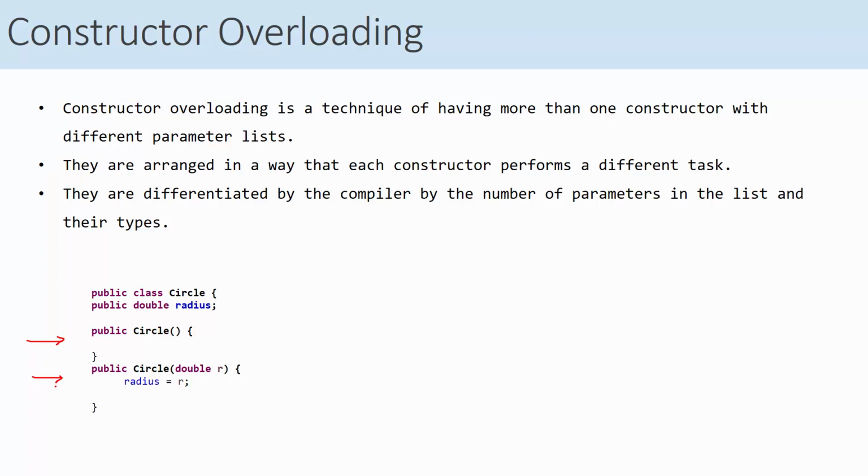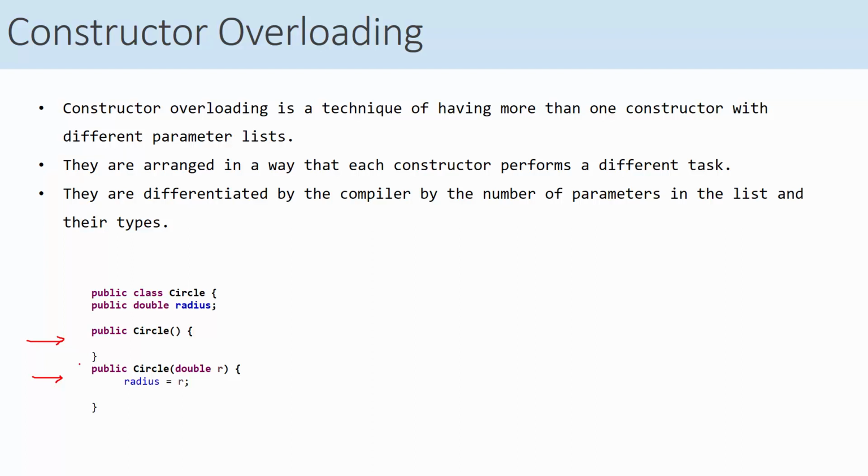Constructor overloading is a technique of having more than one constructor with different parameter lists. Each constructor can perform different tasks. You can call only one constructor when you instantiate an object. They are usually differentiated by the compiler depending on the number of parameters and the types of those parameters.